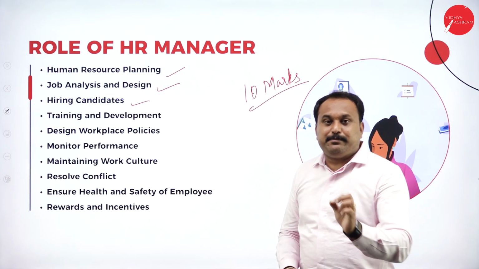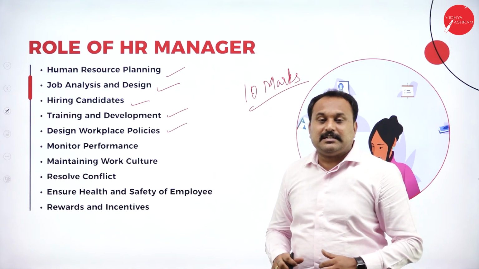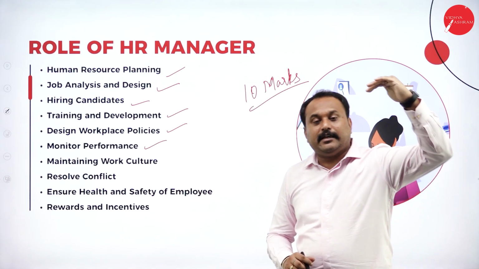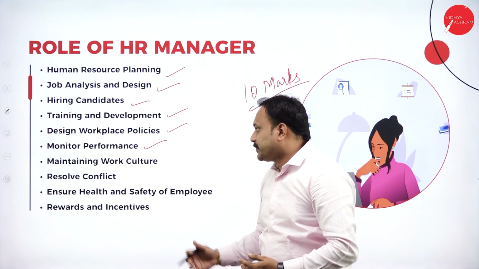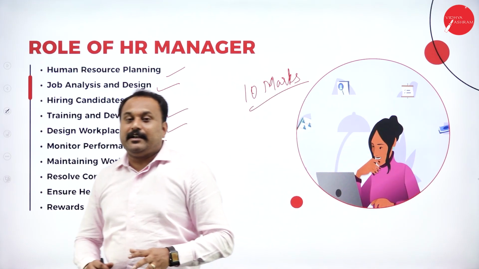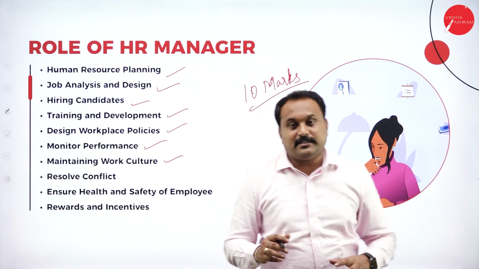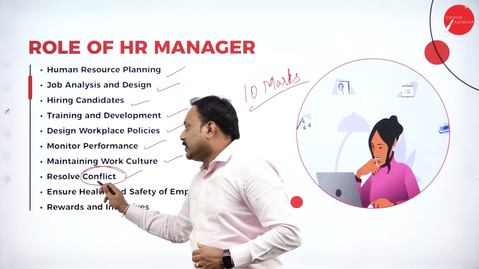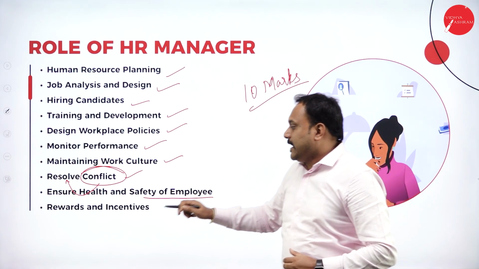Hiring the candidate, the right person for the right place, giving training and development, designing workplace policy, how the workplace should be, monitoring the performances. Where there is a dip in the performances, we need to train them, we need to help them, we need to motivate them. Maintaining work culture, the culture in the industry or in the organization, in the company, it should not go against the organization. That's why you are supposed to maintain it. Resolve conflicts. See, conflicts will happen, the only thing is we need to resolve it. Ensure health and safety of employees, and reward and incentive.